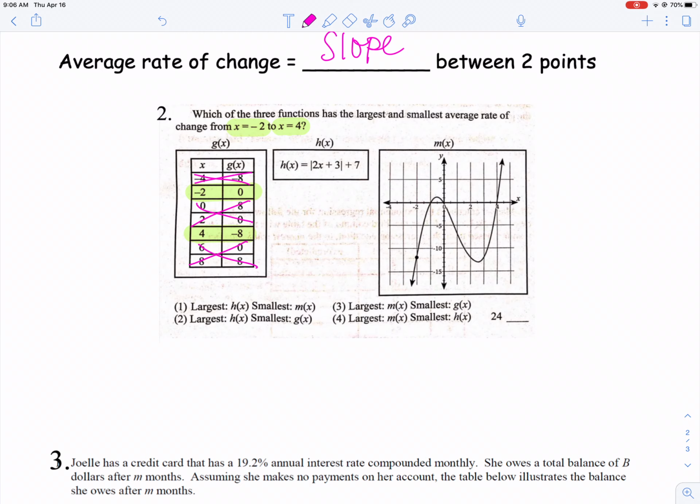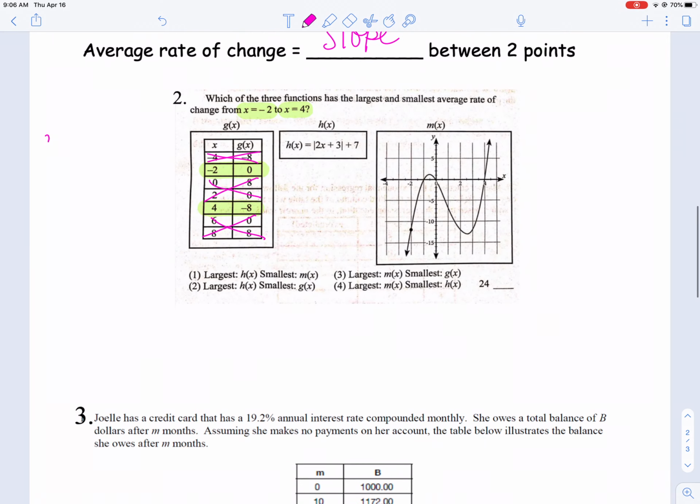So if I come off to the side over here and do g of x's average rate of change, okay? Again, remember, it's the change in y over the change in x. So you got to start with the y values. You could either do 0 minus -8. I'm going to do -8 minus 0. But being that I picked this one first, I have to go with that x value first. 4 minus -2.